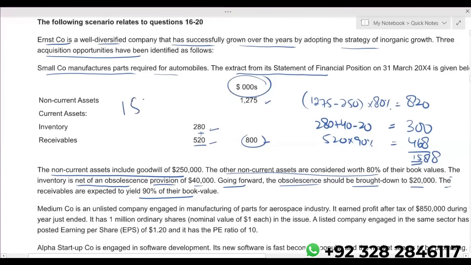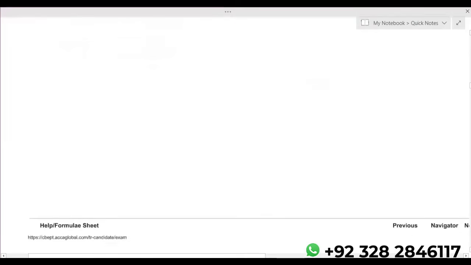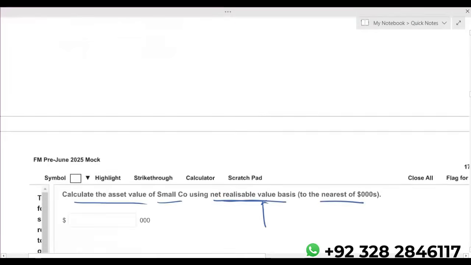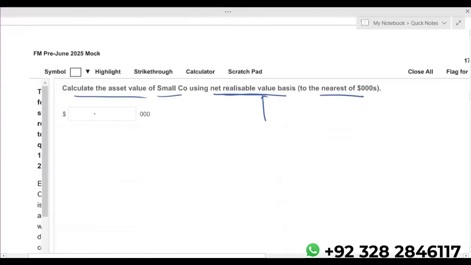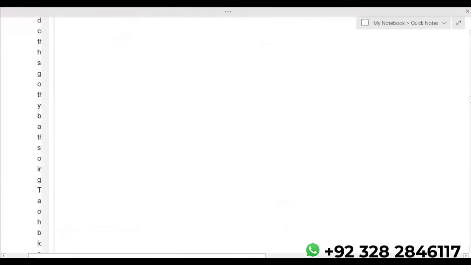Three zeros we have already ignored. It means it's 158800. Let's see where to write. It's here. Simply 1588. This is the answer. It's 1588. Zeros are outside. Okay. Next question.